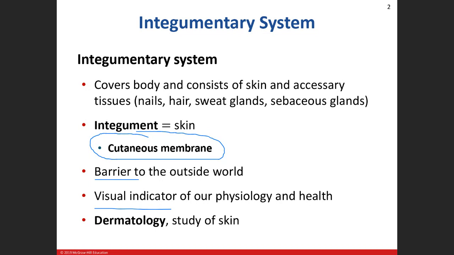If somebody has blue skin, what are you thinking? Not like Blue Man blue, but you know what I mean. Blue skin, what are you thinking? Lack of oxygen. Cyanosis. You're going to think, hey, wait, there's a problem here. They're not getting enough oxygen. Like their lips turn blue. You're thinking they're either really cold, but usually it's an indication of decreased oxygen in the blood.